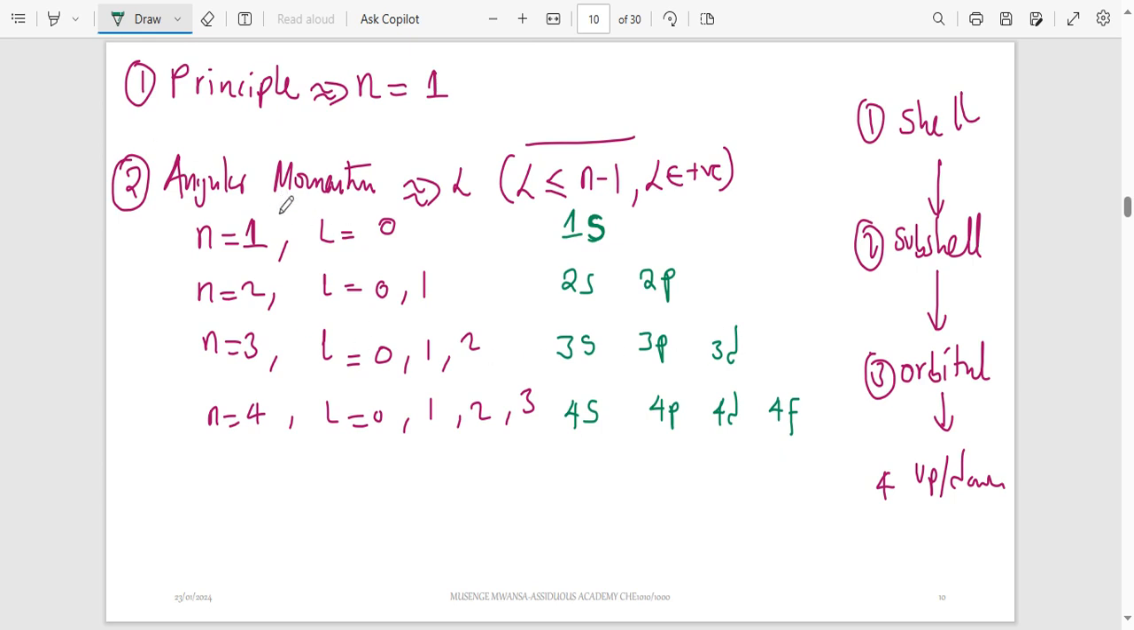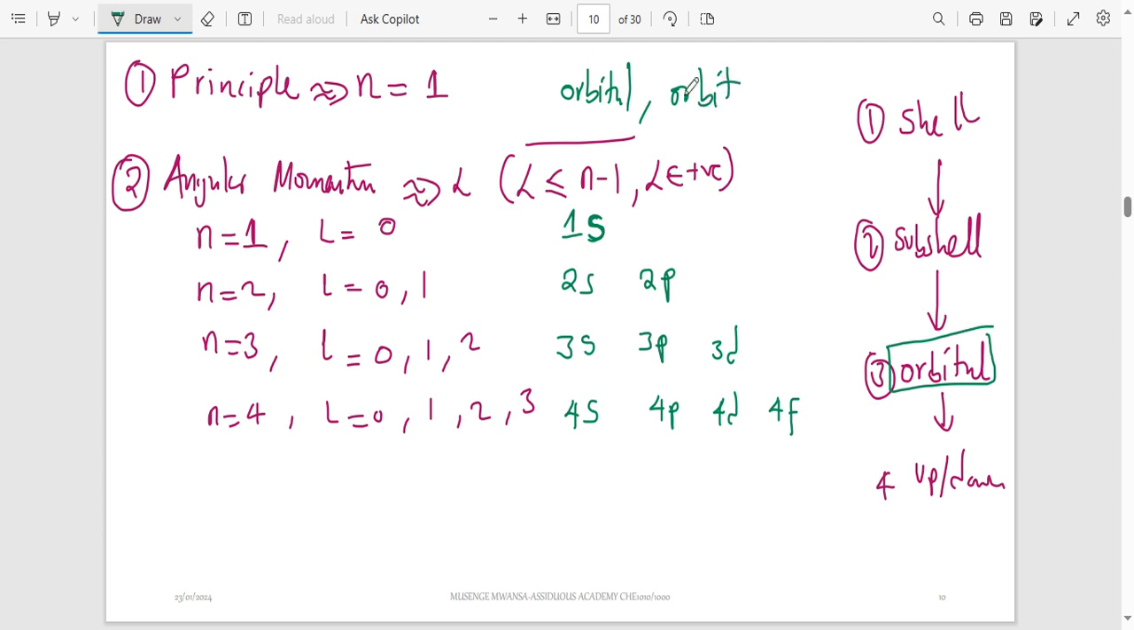So this is what is known as the angular momentum quantum number. It just describes the shape of the sublevel within an energy level. So I've got s, p, d, f like that. And then we come now to the orbital. There is a difference between an orbital and an orbit.